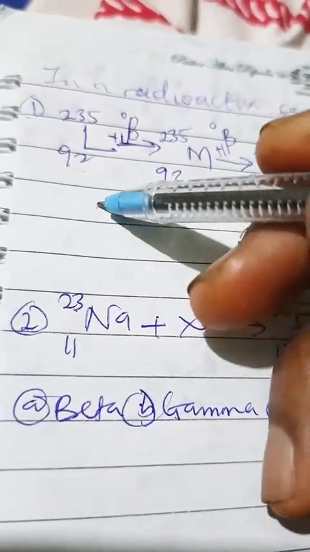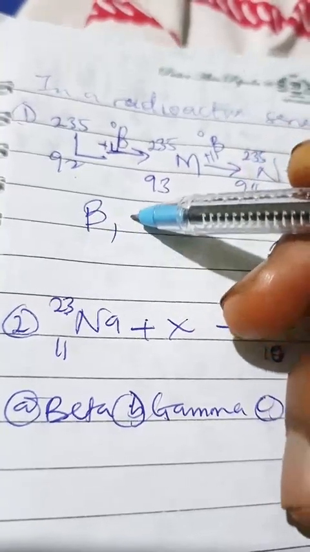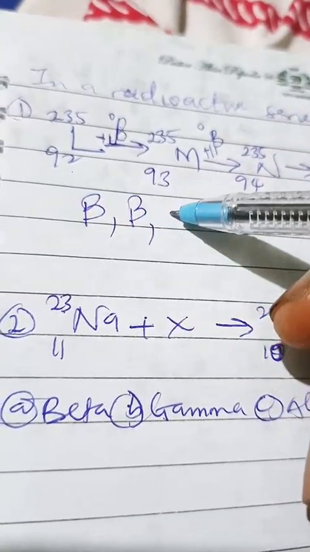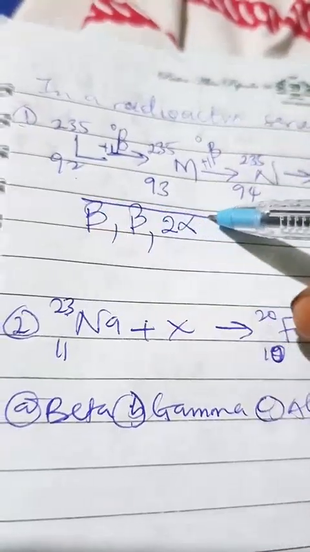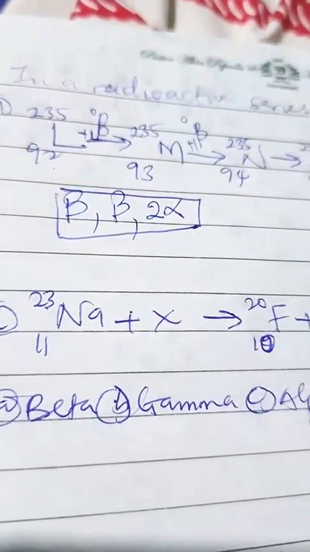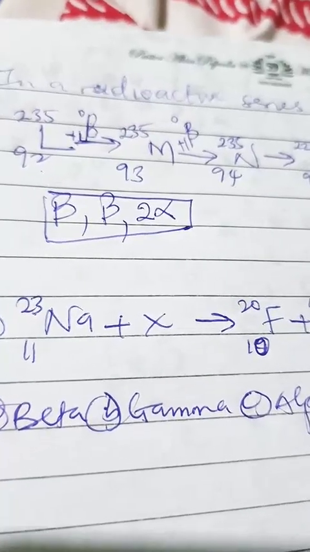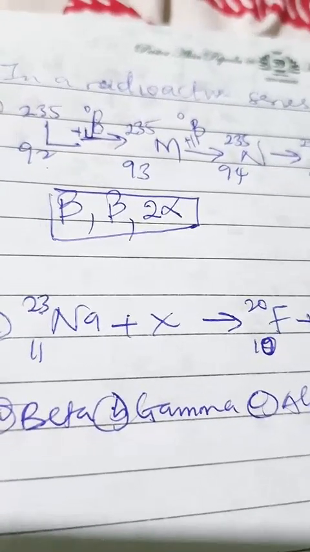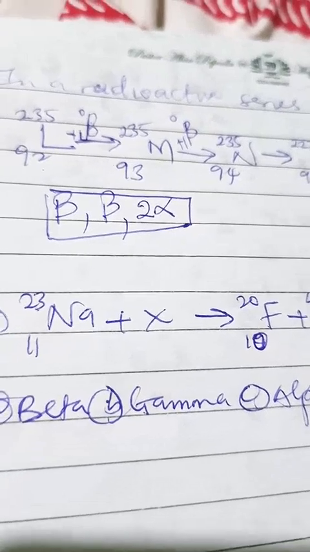So the answer is beta, then 2 alpha. Those are the particles that are emanated from that first equation.